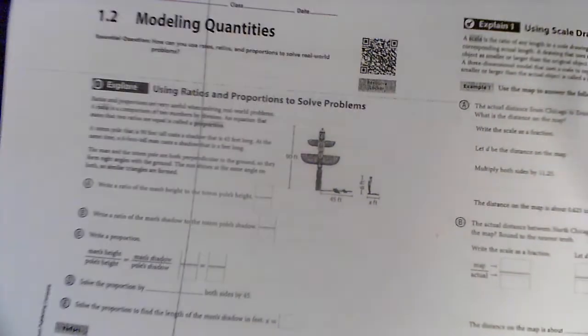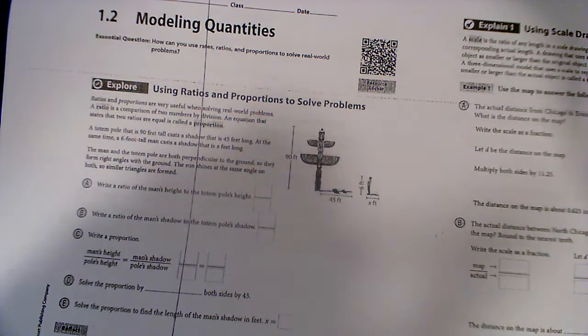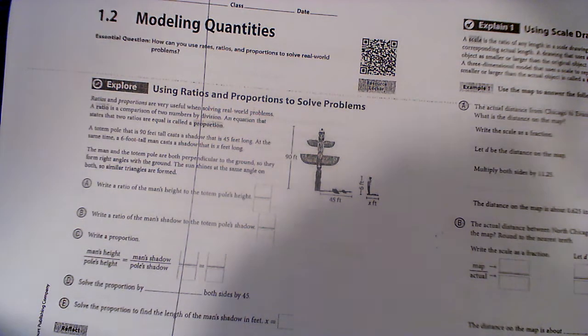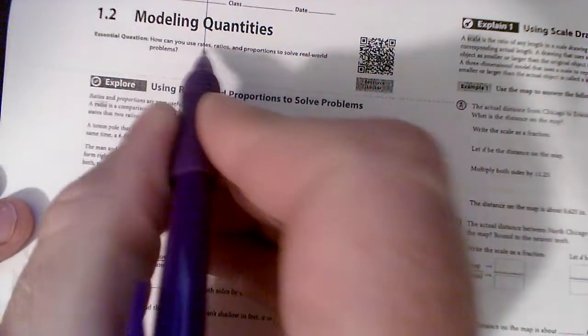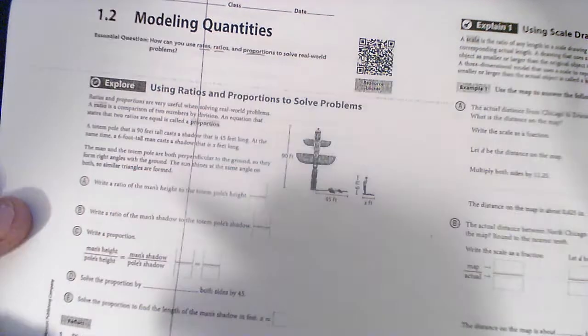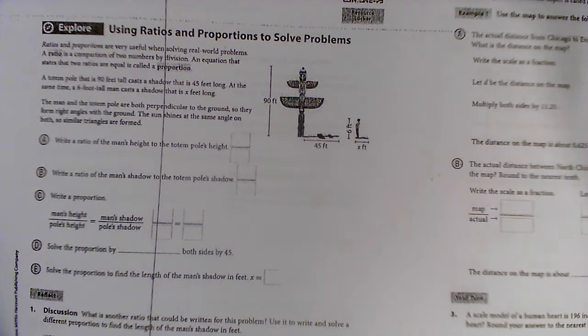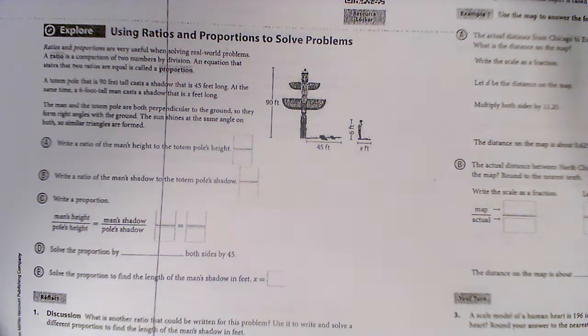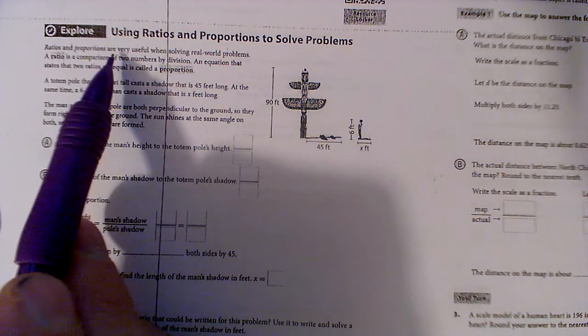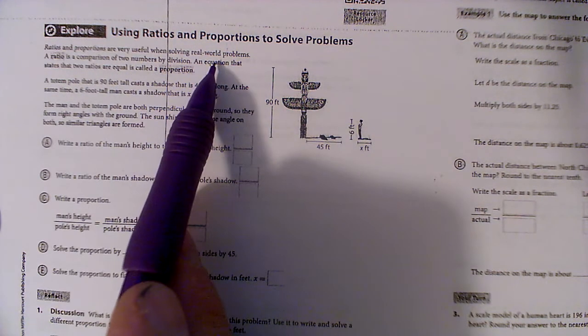All right, this guy right here, 1.2, modeling quantities, right? In general, when you're talking about quantities, you're talking about rates, ratios, proportions, or all of those are another way of saying fractions, right? And when we're talking about these guys down here, if you read through with me, let's do it, right? It says a ratio and proportion are very useful when solving real-world problems.